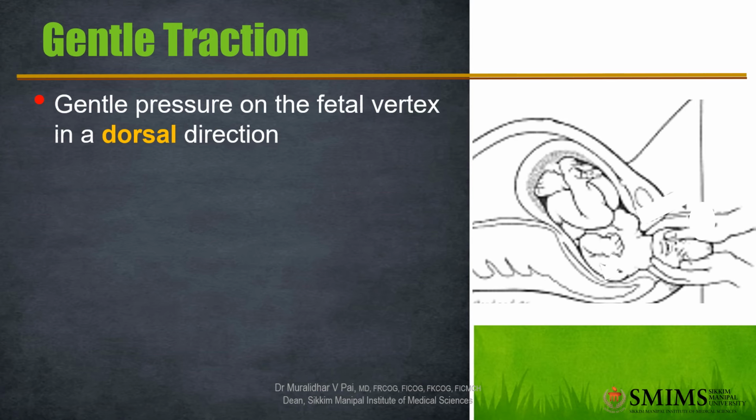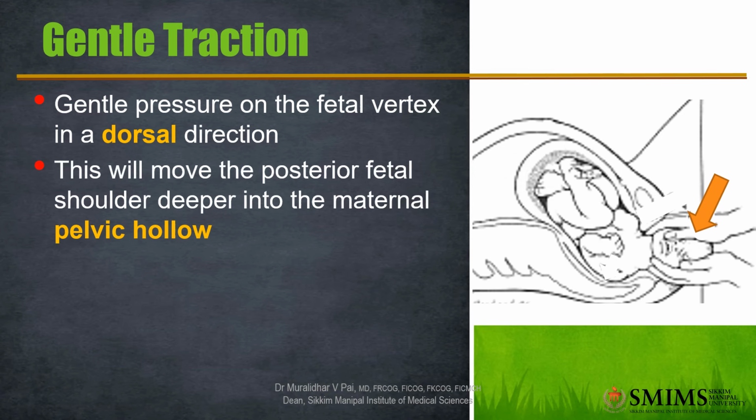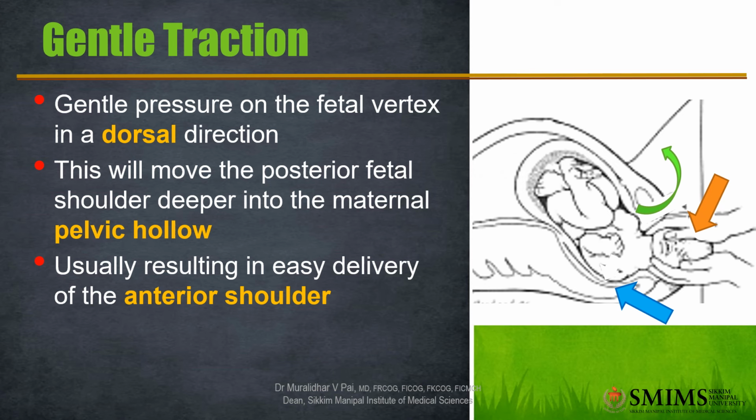Gentle traction includes gentle pressure on the fetal vertex in a dorsal direction as shown by orange arrow. This will move the posterior fetal shoulder deeper into the maternal pelvic hollow as shown by blue arrow, usually resulting in easy delivery of the anterior shoulder as suggested by green arrow. One must remember not to use excessive angulation of the neck to avoid brachial plexus injuries.